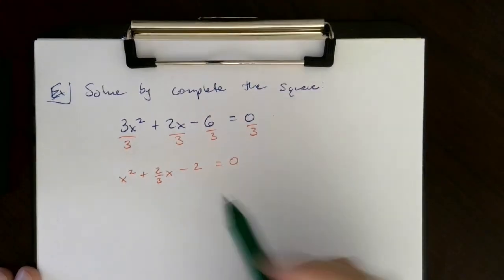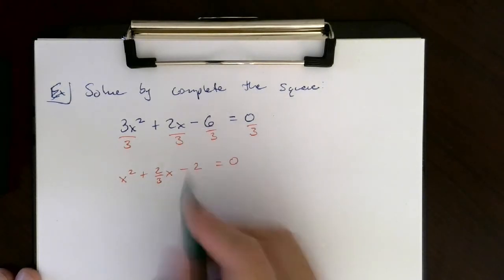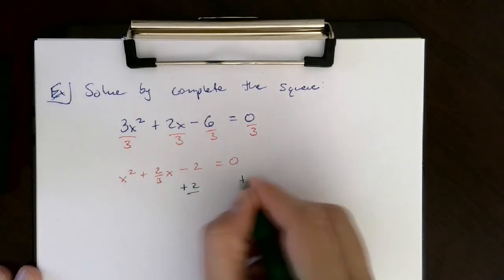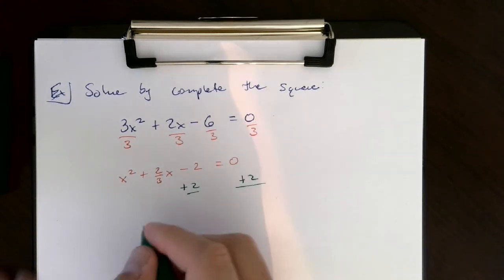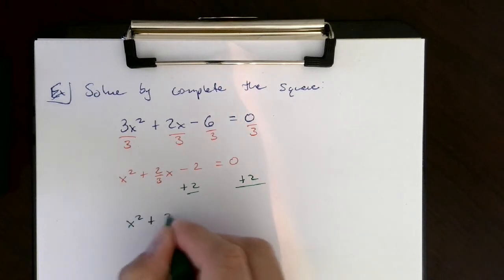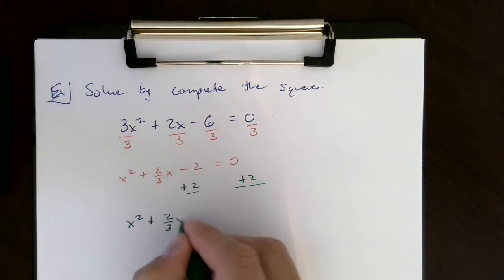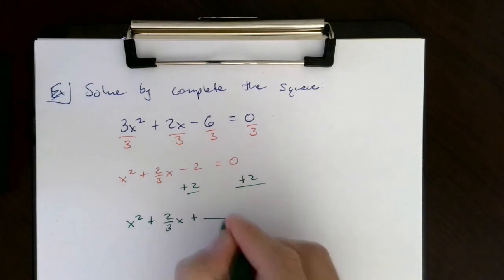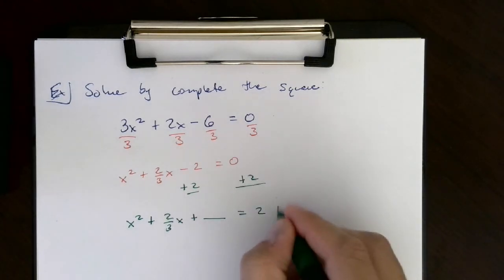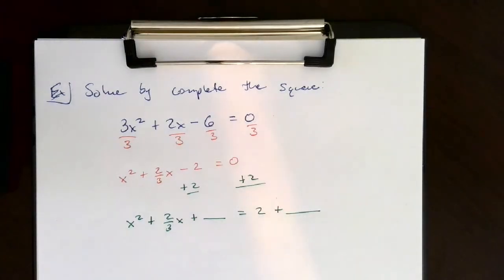And then remember, you want your constant to move to the right side and keep the things with their variables on the left, so I'm going to add 2 to each side. So I end up with x squared plus 2/3 x plus, remember we're going to add something to each side, so I'm going to put a blank here, is equal to 0 plus 2, which is just 2, plus I'm going to put a blank here.